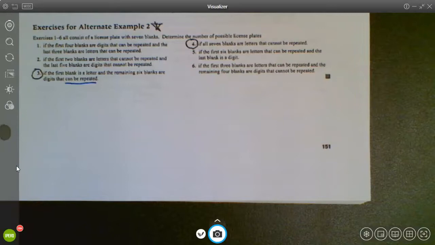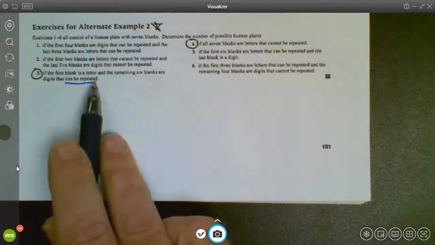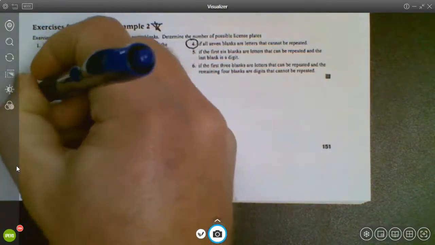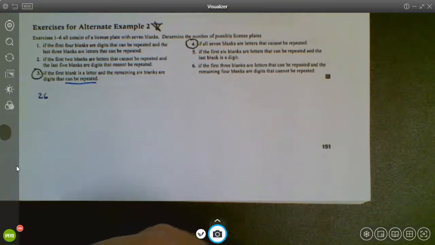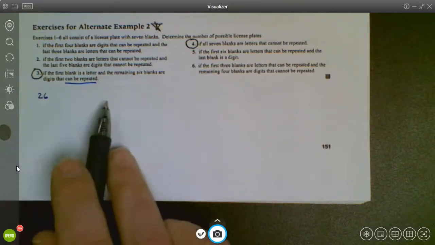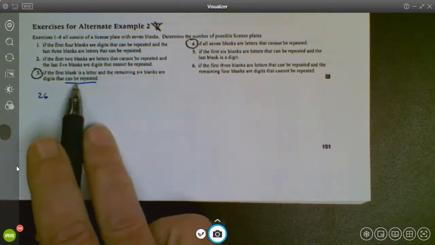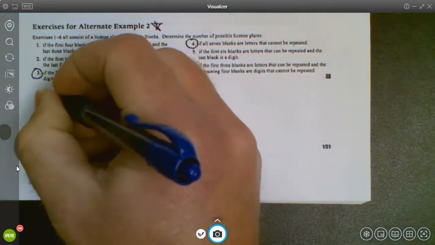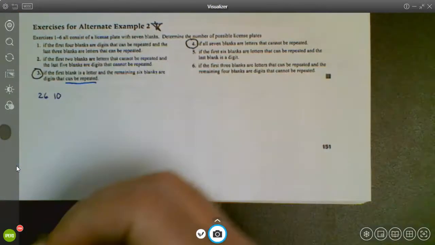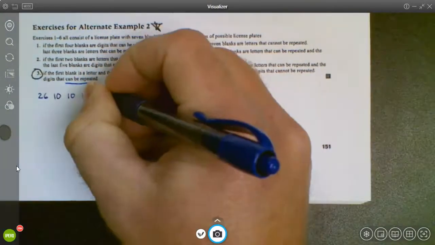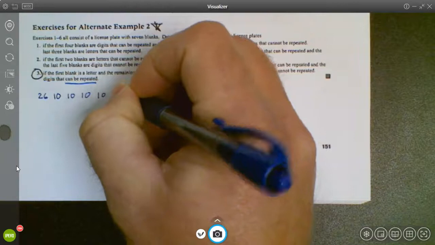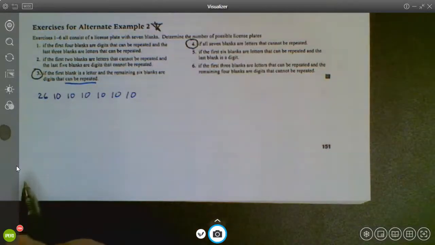So the easiest way is to just lay them out one by one the way that we saw up above. So we'll start with the first blank. It has to be a letter. So of course, there's 26 letters in the alphabet for the first blank on the plate. For the remaining 6, they have to be digits, but these can be repeated. So my second blank could be any of the 10 digits, any of the 10, right on down. That number's not going to change because I am allowed to repeat my values.